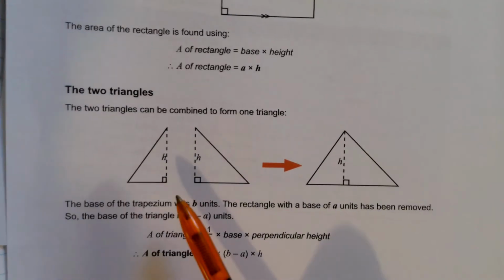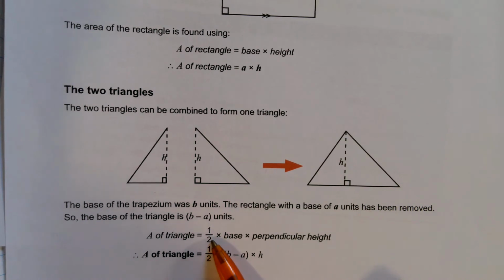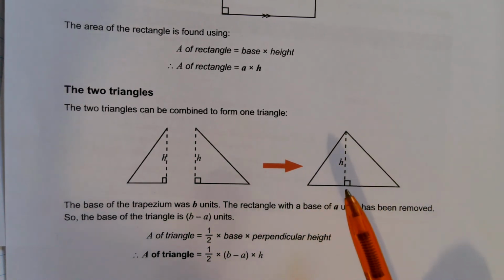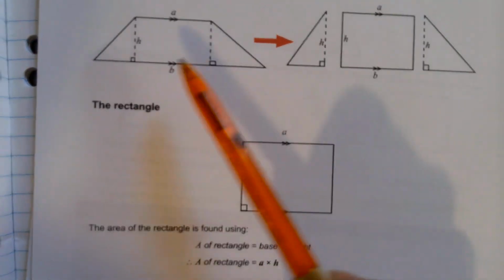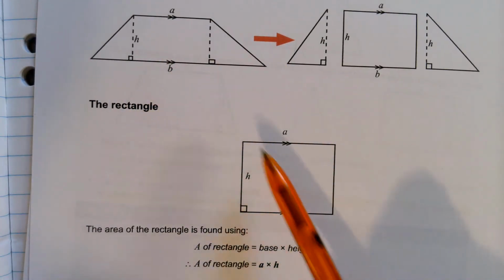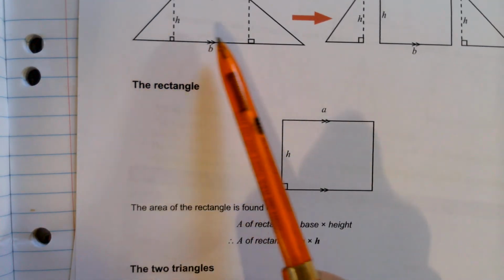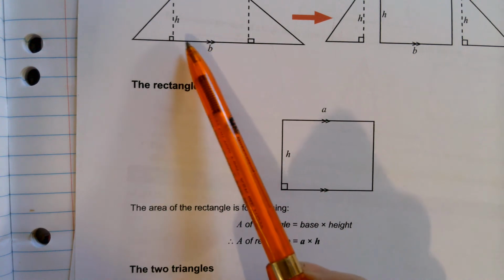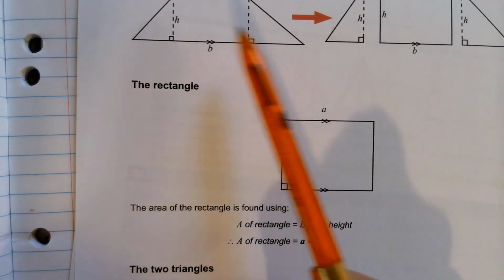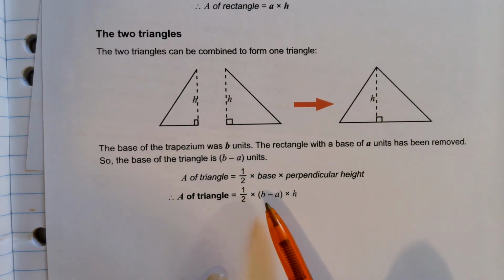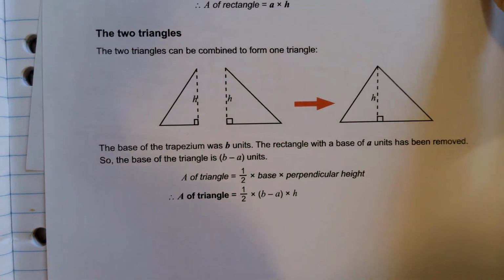So remembering that the area of the triangle is a half of the base and the perpendicular height? The perpendicular height is exactly the same as it was here for the rectangle. The base is the B minus the A part. So that's what's left over here and here. So that is the formula for the triangle. Now we get into some algebra.